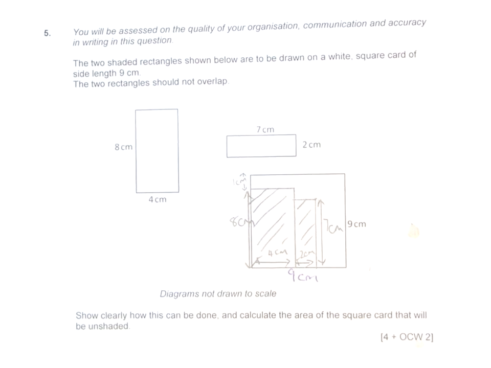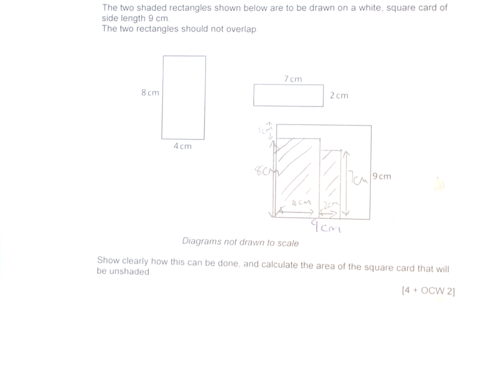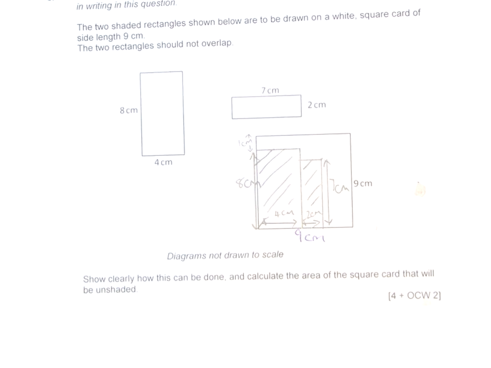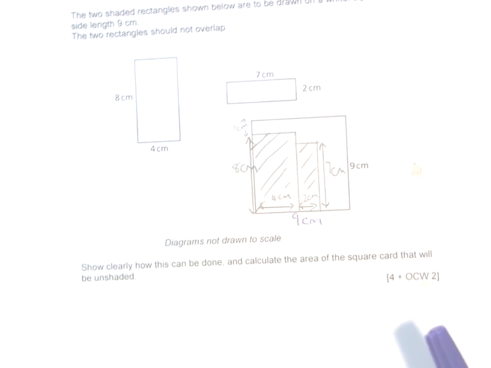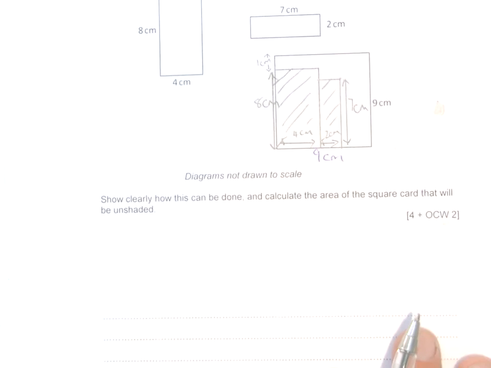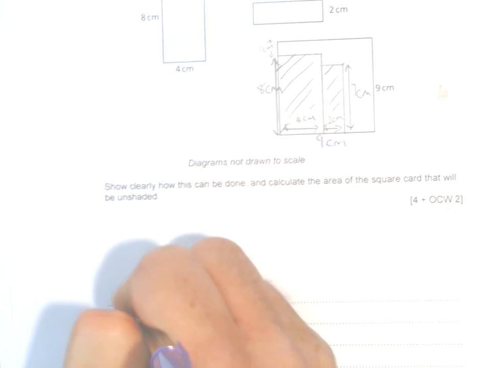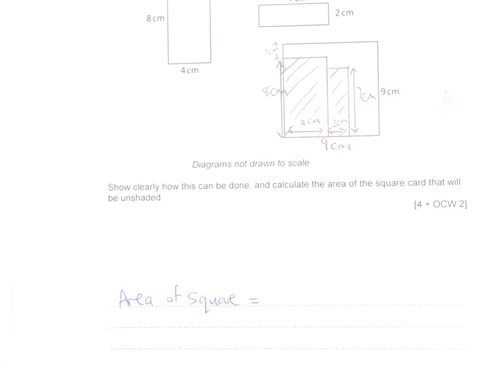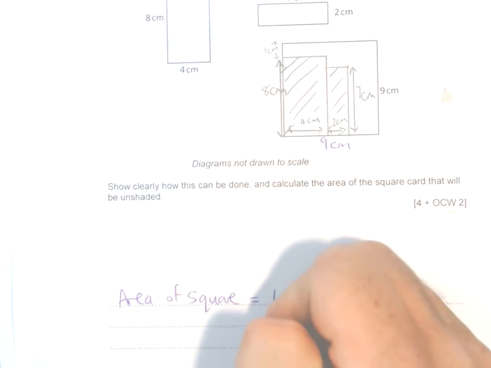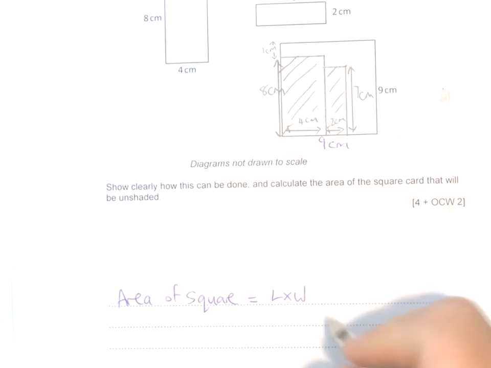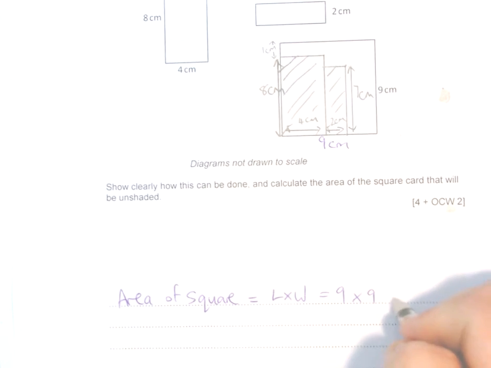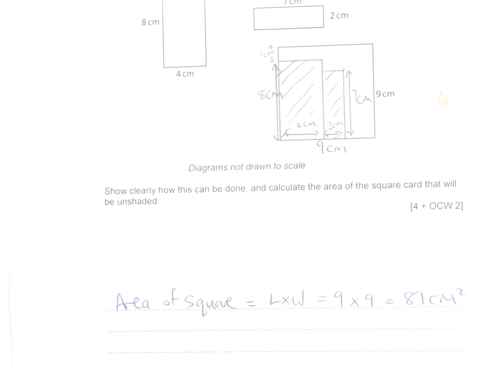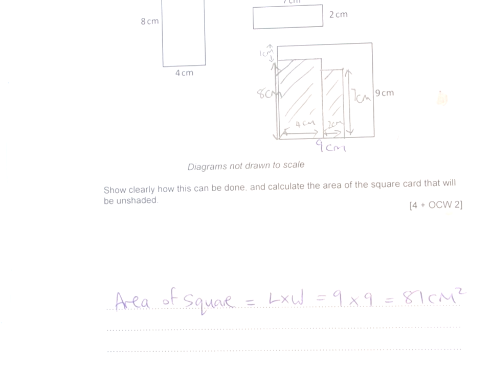Once you've done all of that, it says calculate the area of the square card that will be left unshaded. There are several ways you can do this. One way I suggest is to work out the area of the square to start with. With a square or a rectangle, it's just length times width. That's the general formula. With a square, of course, they're both the same: 9 times 9. You could use a calculator to check that as well, just in case. You get 81 centimeters squared.